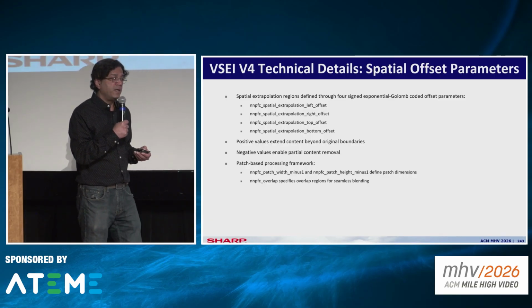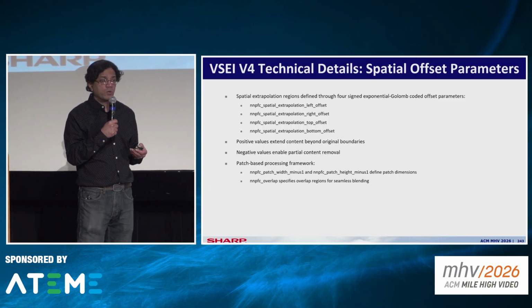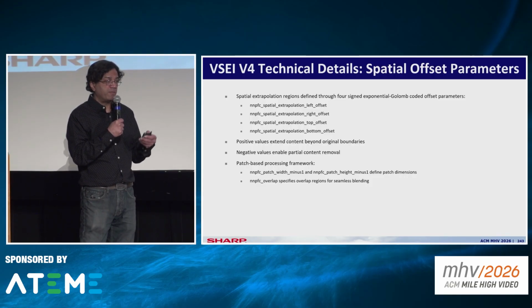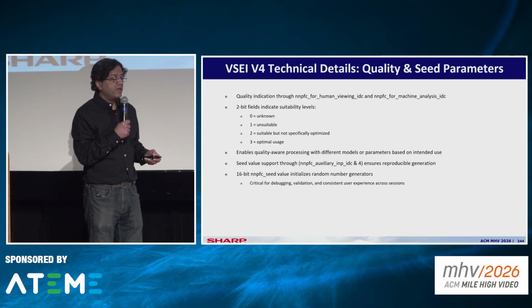And then NNPF already via version 3 supports patch-based processing, because as we know, the computational requirements are high, and so you want to operate in patches. So there is the signaling of patch width, patch height, and overlap for seamless blending of the patches. Then version 4 additionally has 2 other things which I want to quickly mention.